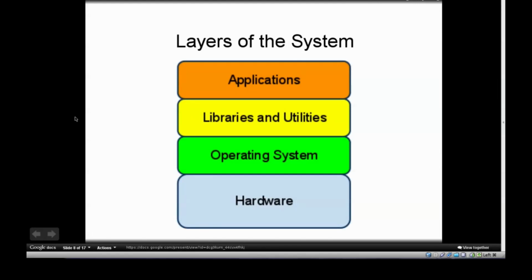Now, we can think of the system in terms of layers. At the bottom of the layer cake, we have the hardware. This is what executes the software, the top three layers. The operating system is the middleman, so to speak, between the applications and the libraries and utilities upon which the applications depend and the underlying hardware.